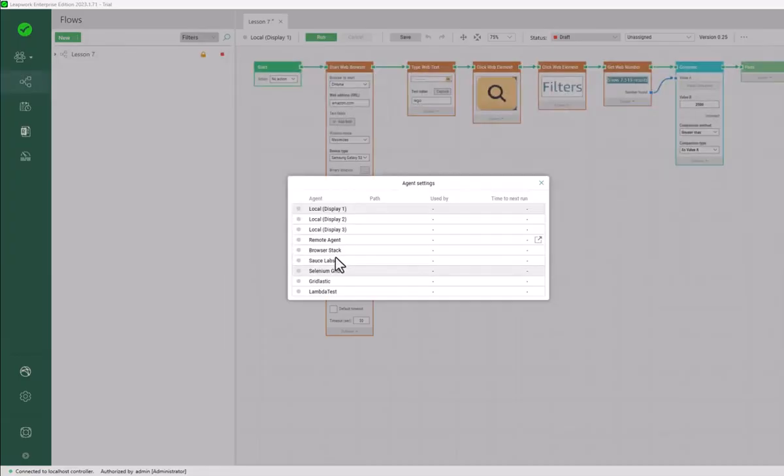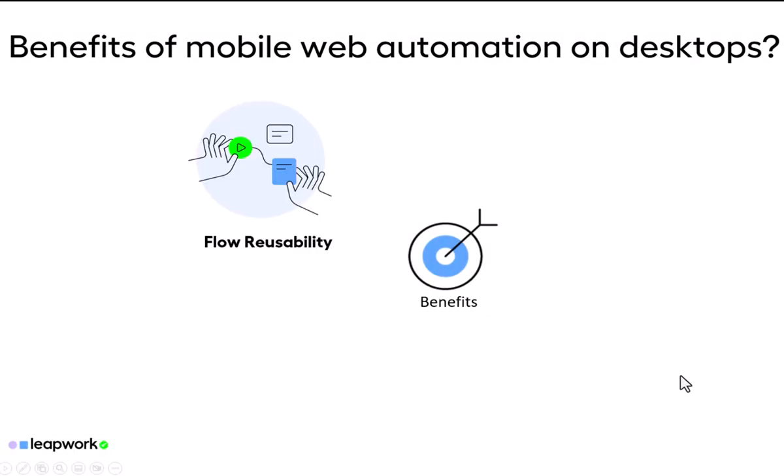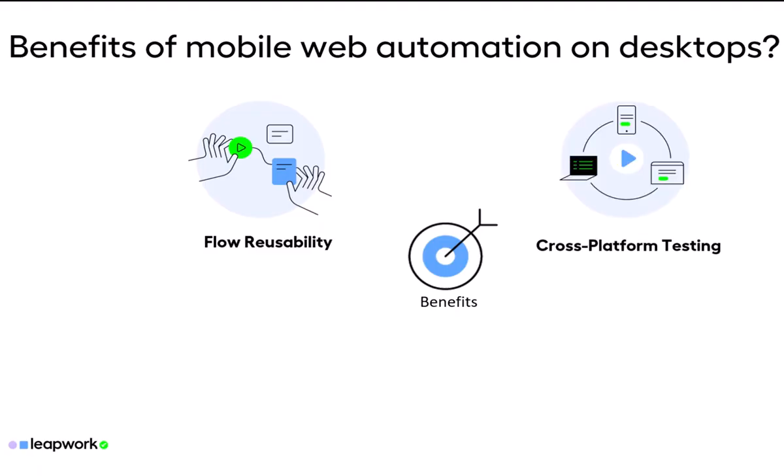Mobile web testing using a web browser offers several benefits. Flow reusability. If your web application is responsive and works well across multiple devices and screen sizes, you can reuse your existing test scripts for mobile web testing. This allows you to leverage the same set of test cases for both desktop and mobile platforms, reducing duplication of effort. Cross-platform testing. By using the Leapwork web emulator, you can easily perform cross-platform testing by running your tests on different mobile devices to ensure consistent behavior across devices.